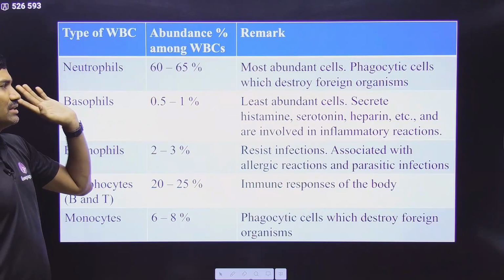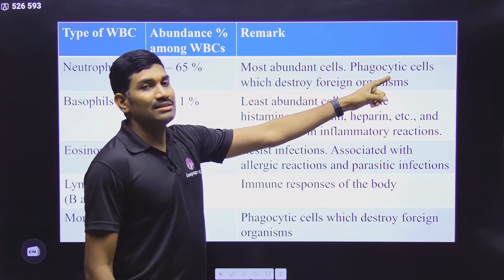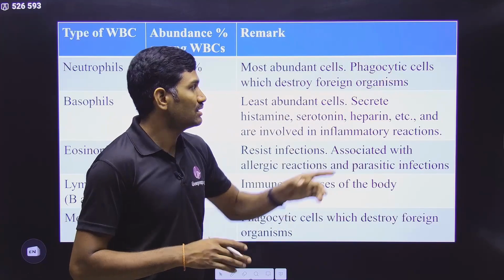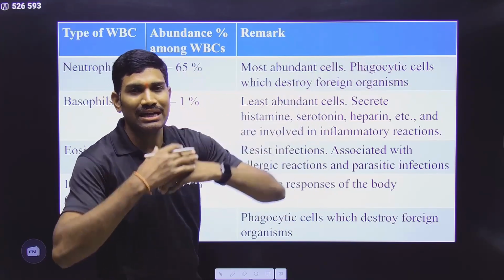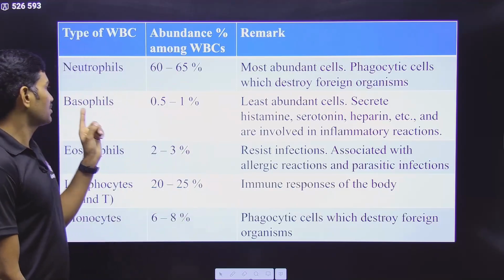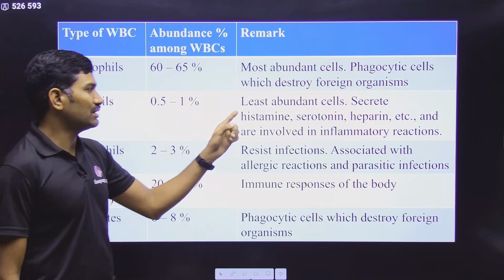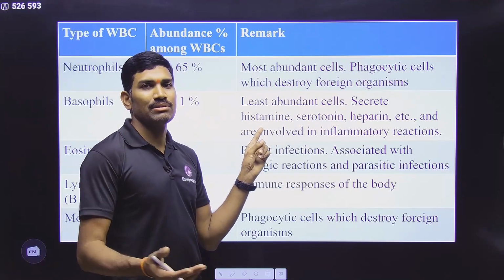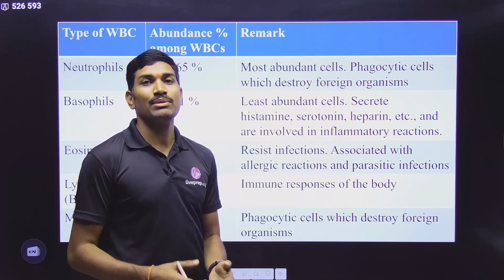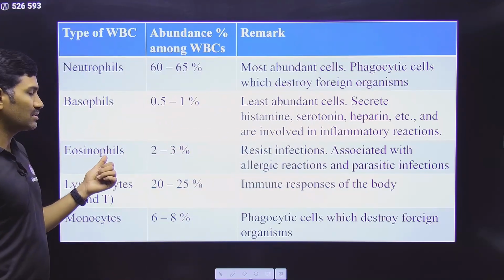Neutrophils are the most abundant, 60 to 65%, and they are phagocytic cells. They help in protection from pathogens by phagocytosis; they engulf the pathogens and destroy the foreign organisms. Basophils are the least abundant, just 0.5 to 1%, and they secrete chemicals like histamine, serotonin and heparin, and are generally involved in inflammatory reactions. But heparin is an anticoagulant, so please remember this.